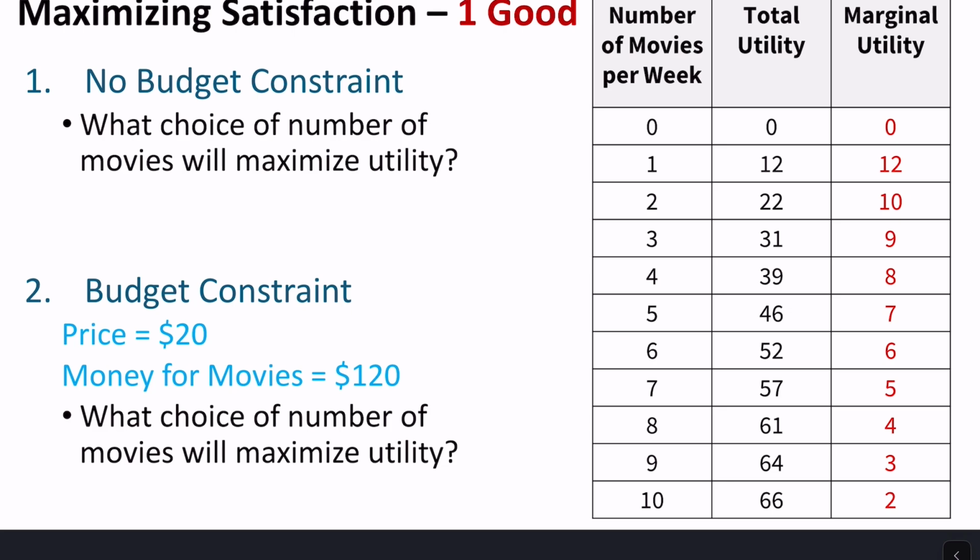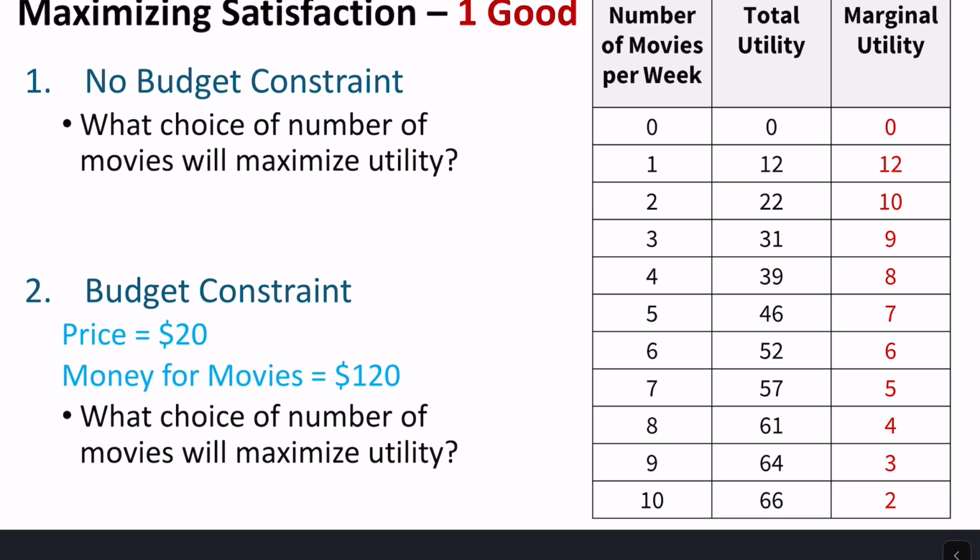Okay. All right, I'm going to start with a real simple one-good utility maximization problem. This isn't very interesting, and we're not really going to do these. We're going to go to a two-good model. That's where all the economics is. But to just start off, we'll do this with one good. Without a budget constraint, how many movies would someone want to consume in a week to get the highest utility level they could?